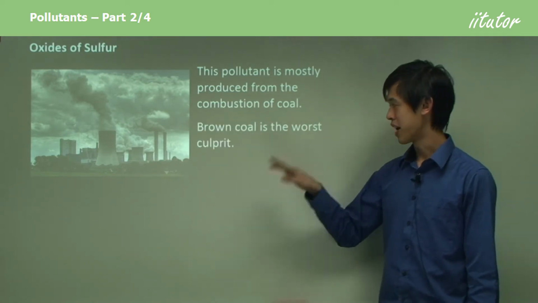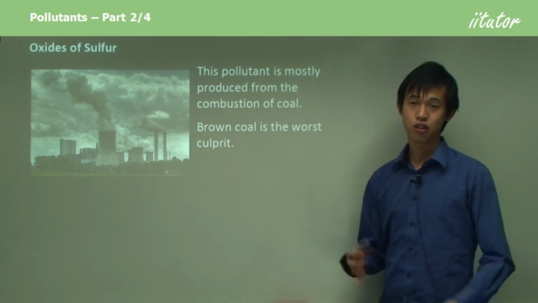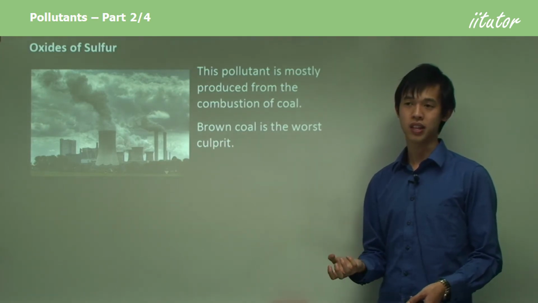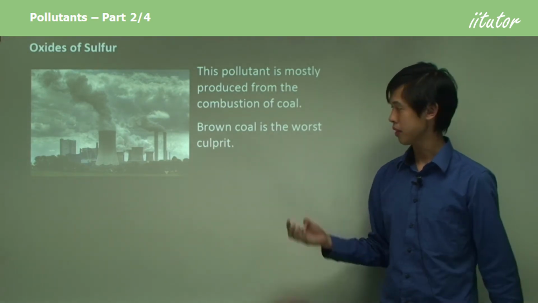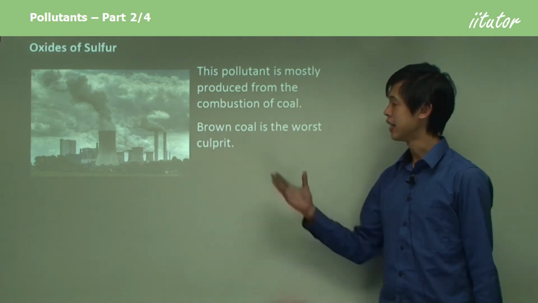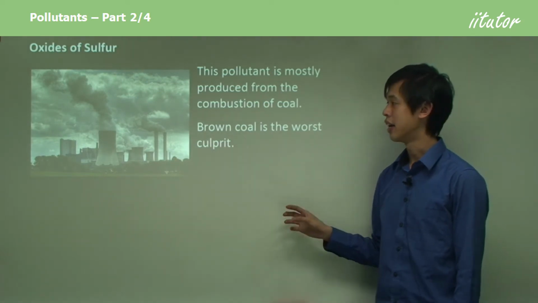And brown coal is particularly bad. It's the worst one. There's two types of coal, brown and black. Black is very, very good quality coal. It's basically all carbon. Brown coal has water and sulfur and other things in it. That's why it's not all black. And the sulfur in it is particularly bad.